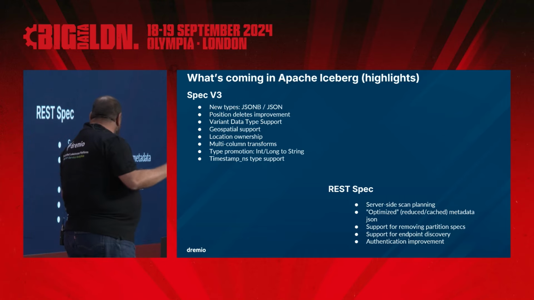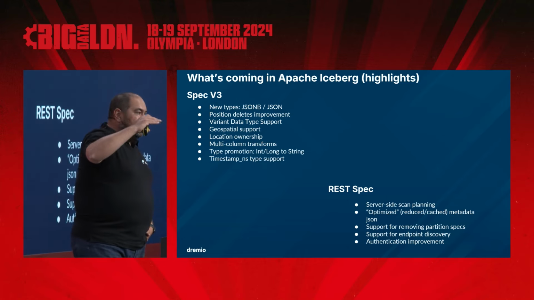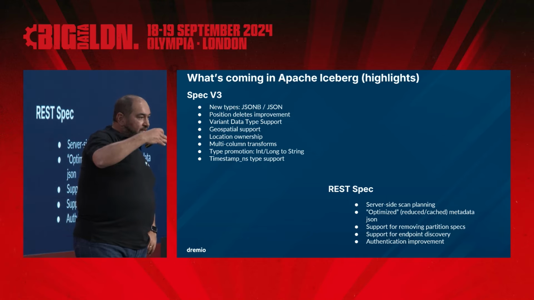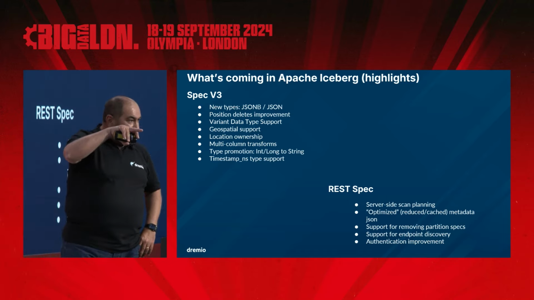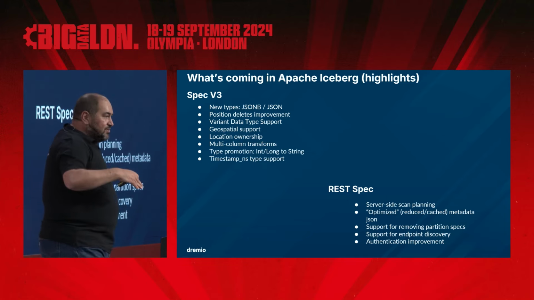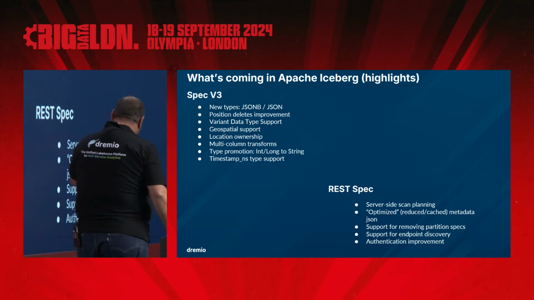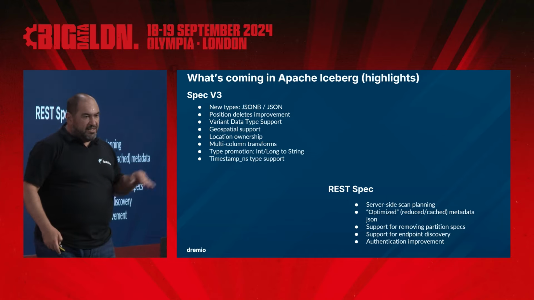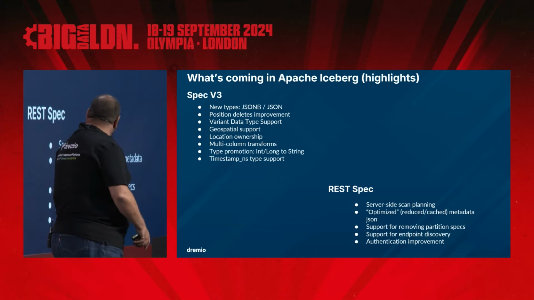Endpoint discovery is another thing. You can have catalogs that have different capabilities, but the query engine should know which capability is exposed by the catalog. So it can request special endpoints in the REST spec that say, okay, this is what I can do for you. So that's a kind of negotiation layer between the client and the catalog. Authentication improvements, like credential vending and stuff like that, is also something we are working on.